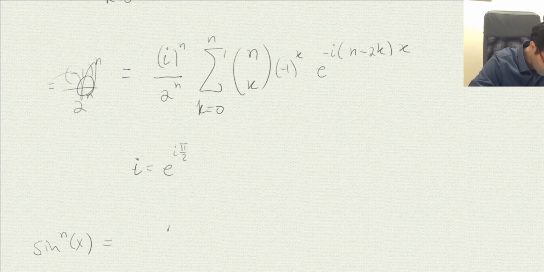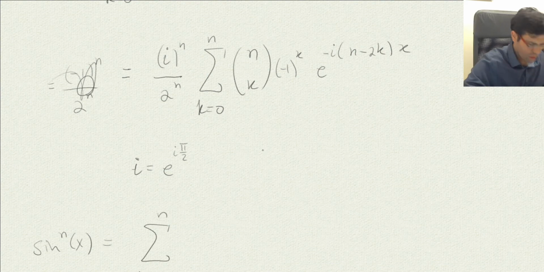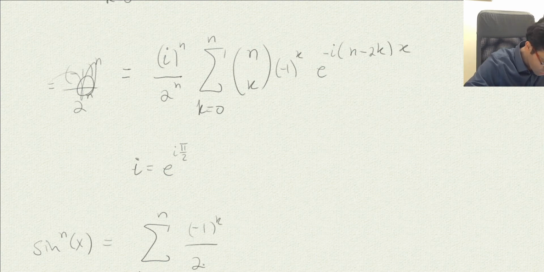And so here we're going to have this sum as k runs from 0 to n. And here we're going to have minus 1 to the power of k over 2 to the power of n. And here we're going to have n choose k.